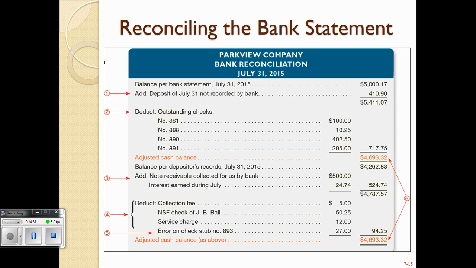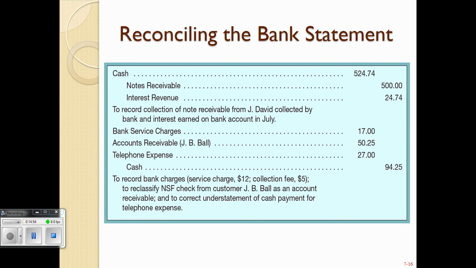We're going to have to make journal entries for those. Then we're going to also have to deduct the collection fee, the NSF check, the service charge, and the error we made. And God willing, that adjusted cash balance, $4,693.32, will be the same balance for the bank statement. Now we need to go ahead and make some journal entries.